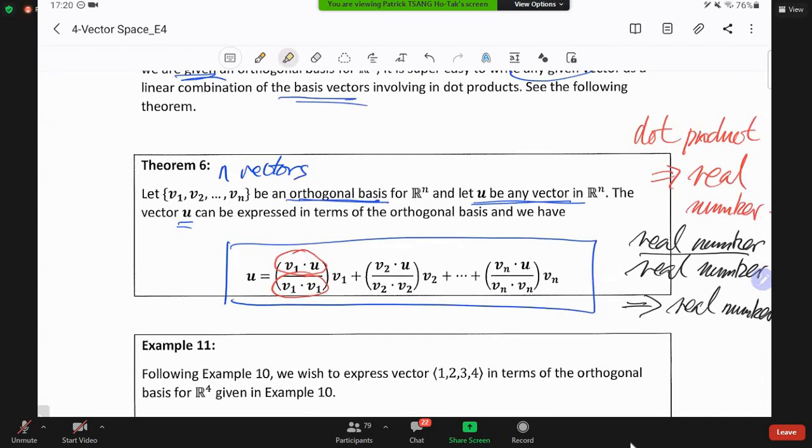Firstly, a dot product returns us a real number. For each quantity, you can see there is a fraction, and a fraction consists of two dot products, in the numerator and the denominator. So it implies a real number divided by a real number. Inside each bracket, it will return us a real number. This is the first thing. Secondly, do we need to worry about the number inside the bracket being undefined? This is the second question.